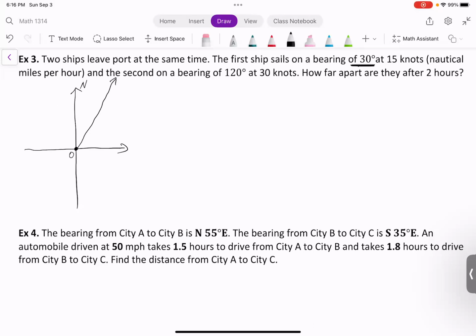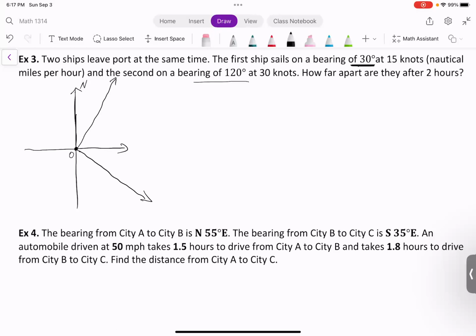How about the second ship? The second ship is traveling on the bearing of 120 from the north. Then I rotate 120 degrees. So where am I? I should be here. All right. So from here to here is 120 degrees. What else? How far apart are these two?